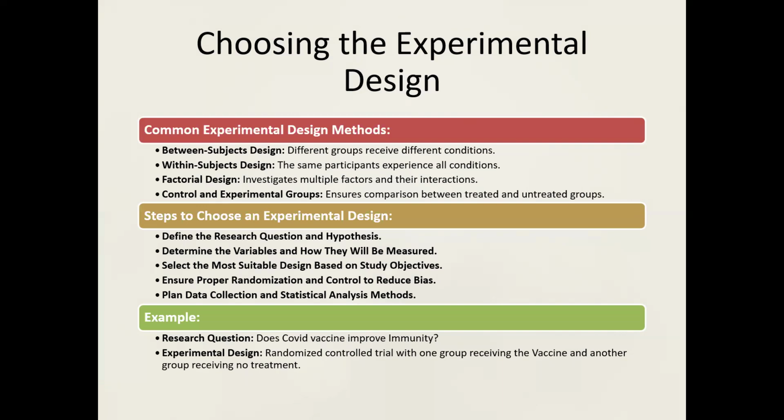And what are the steps to choose an experimental design? First of all, you have to define the research question and hypothesis, define the variables and how they will be measured, and then select the most suitable design based on your study objective.